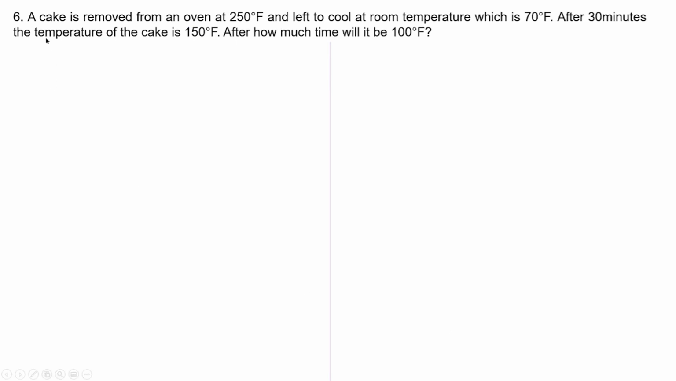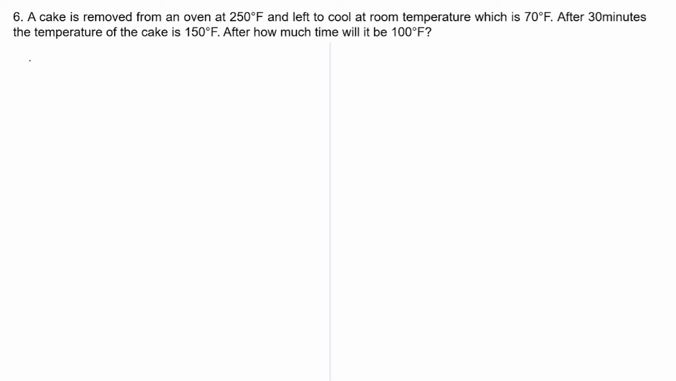Next question. A cake is removed from an oven at 250 degree Fahrenheit and left to cool at room temperature, which is 70 degree Fahrenheit. After 30 minutes, the temperature of the cake is 150 degree Fahrenheit. After how much time will it be 100 degree Fahrenheit? So here the initial temperature is 250 degree Fahrenheit and the room temperature is 70 degree Fahrenheit. After 30 minutes, the temperature becomes 150 degree Fahrenheit. We need to know the time in which it will be 100 degree Fahrenheit.